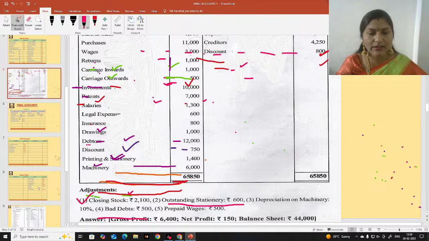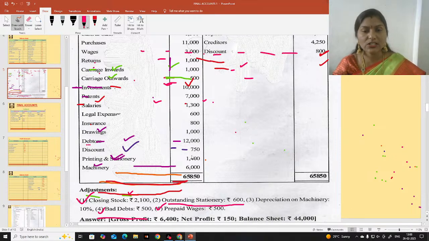Closing stock already we completed. Okay, prepaid wages, fifth one also we completed. Bad debts also just now we finished. So what left here? Outstanding stationery and depreciation on machinery. Outstanding stationery we are going to record it now, because it is related to printing and stationery. Always outstanding should be added, prepaid should be deducted, students. Okay, outstanding should be added, prepaid should be deducted.